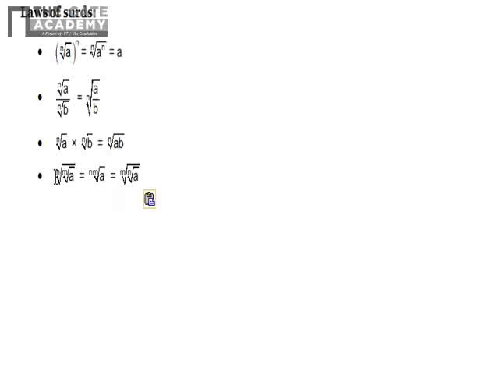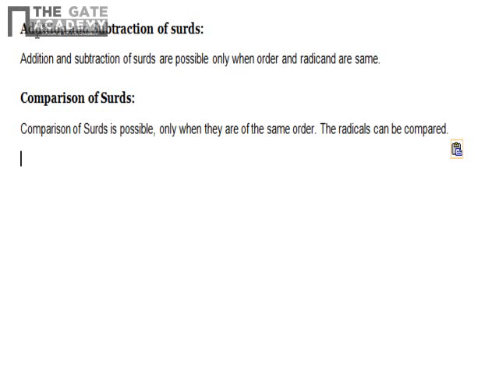Here it is nth root, then mth root of a. Now here it is mth root and nth root of a. Now we'll see some operations related to surds. Addition and subtraction are possible only when the order and radicand are the same. And comparison is only possible when they are of the same order. If the order is not the same, you'll have to make those orders the same. How I'll make those orders the same, we'll discuss in one of the examples.